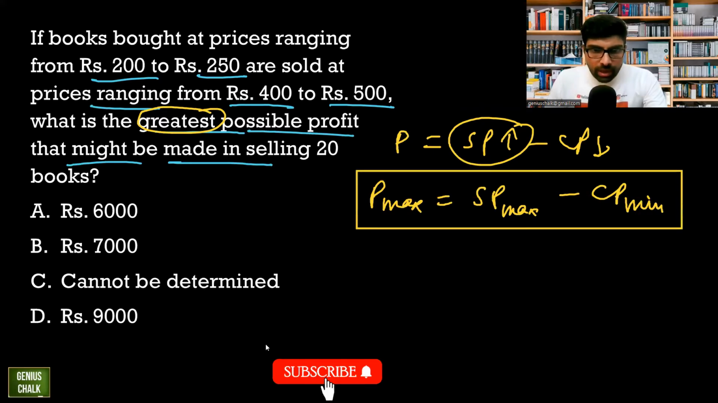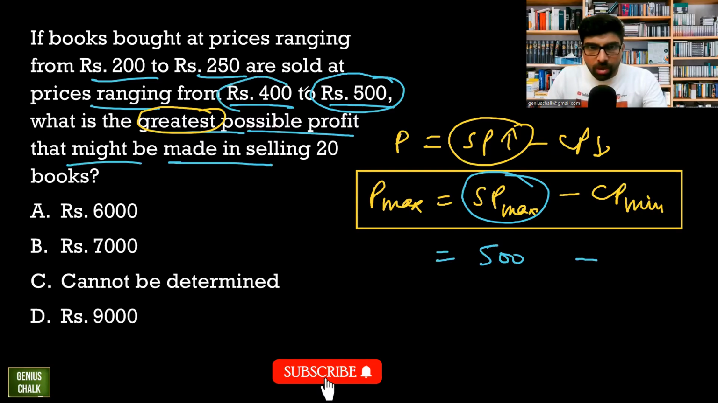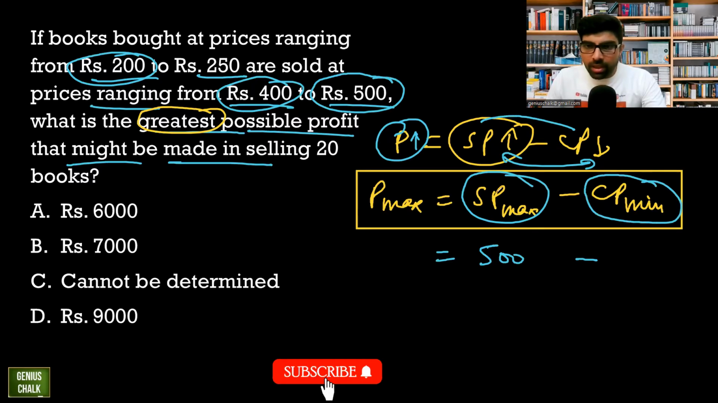Okay, so let's see. What is the maximum selling price? The maximum value of selling price is 500, and 400 is the minimum value. And then the minimum value of cost price. Why am I doing this? Because profit is basically the difference of selling and cost price. Profit will be maximum only when the gap between the two is maximum, and the difference is maximum only when cost price is minimum and selling price is maximum.